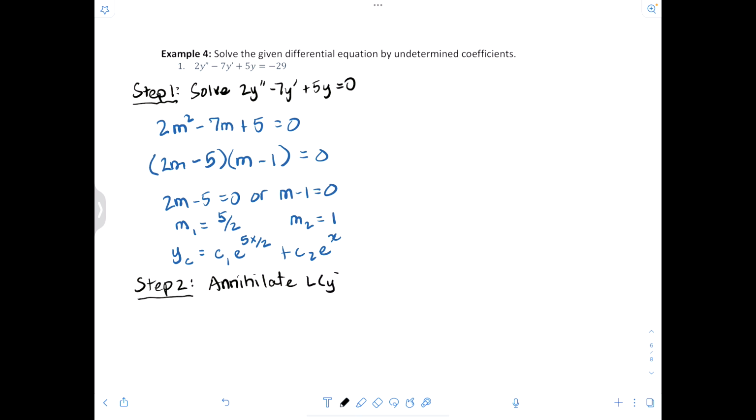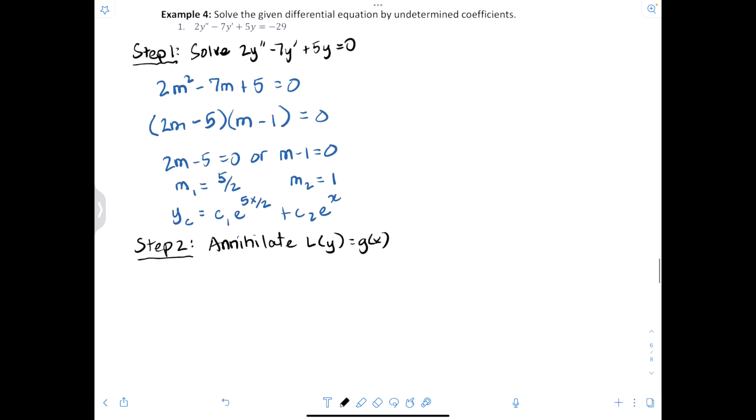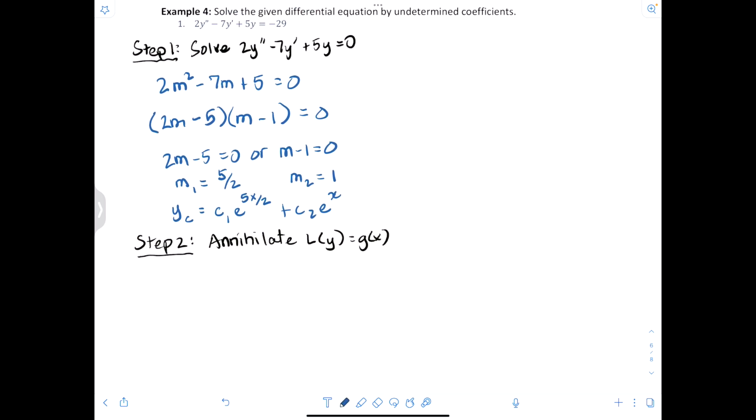L at y equal to g at x. So, what was our g at x? Beautiful. Our g at x is negative 29, which is a constant, right? So, D at negative 29 is 0. So, D annihilates negative 29.